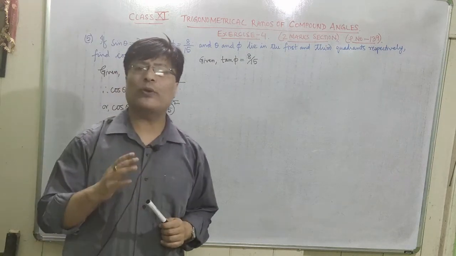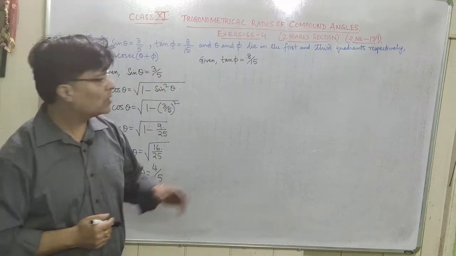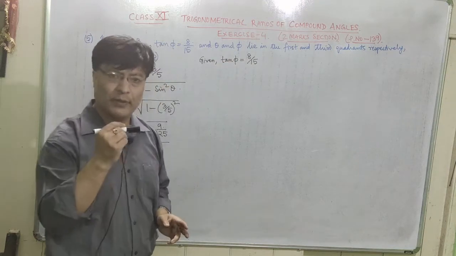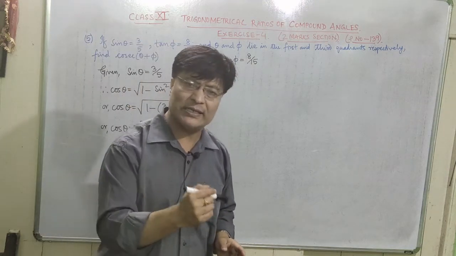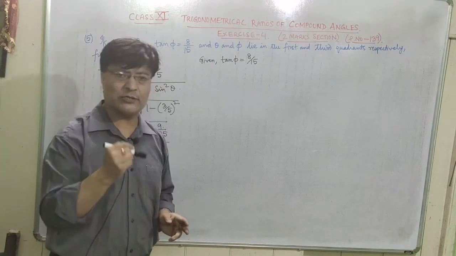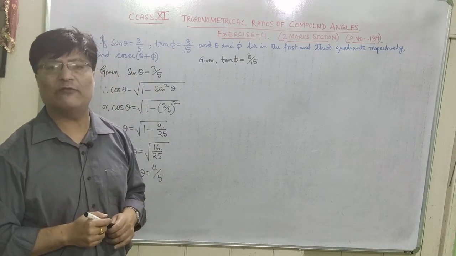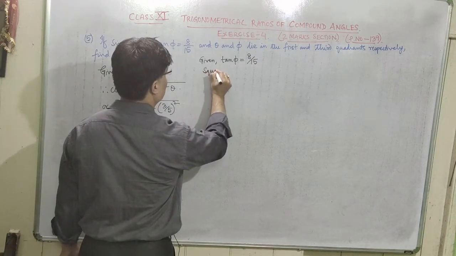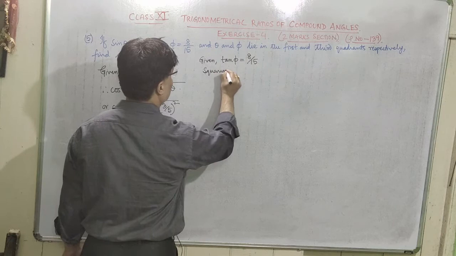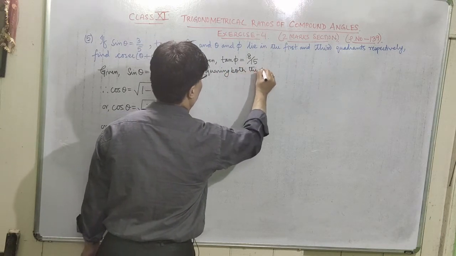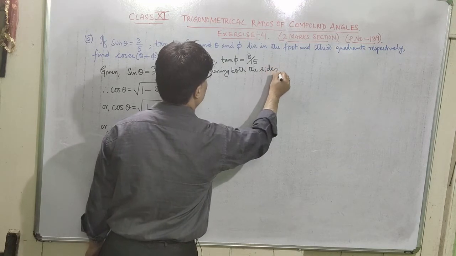Why are we squaring both the sides in this case? If we square both the sides, you will get tan square phi. And from tan square phi, you can easily get the value for sec square phi. And from sec square phi, you can easily get the value for cos phi. Okay. So let us square both the sides. Squaring both the sides.